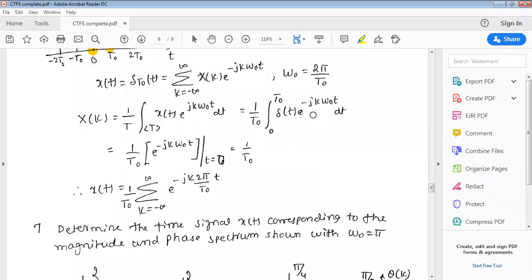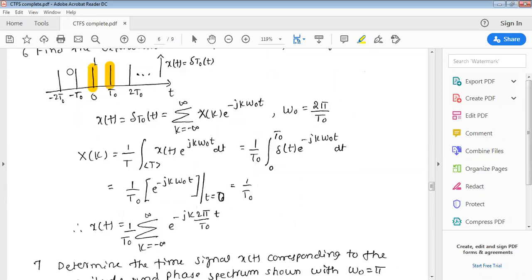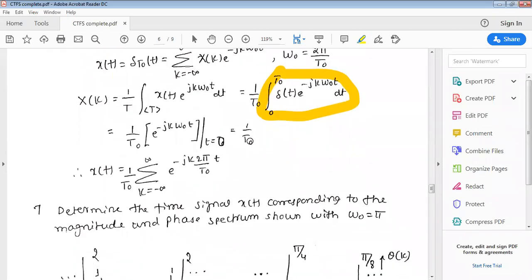Why is there no integration? Anybody? Why do I need not integrate? Because delta of t is 1 only at 0. For all other values, delta of t does not exist. Between 0 to T naught, there is nothing. Only at 0 you have 1. Therefore, the integration is not necessary. Therefore, the total answer of this one is 1 only. Therefore, the resultant X of k is only 1 by T naught.